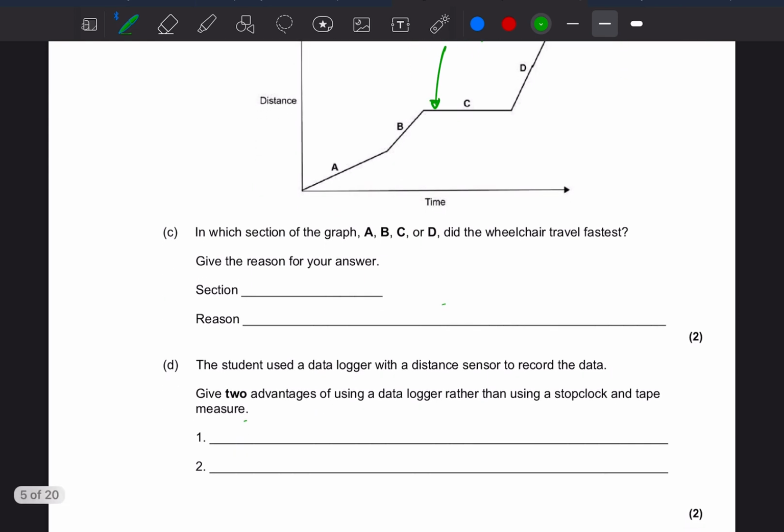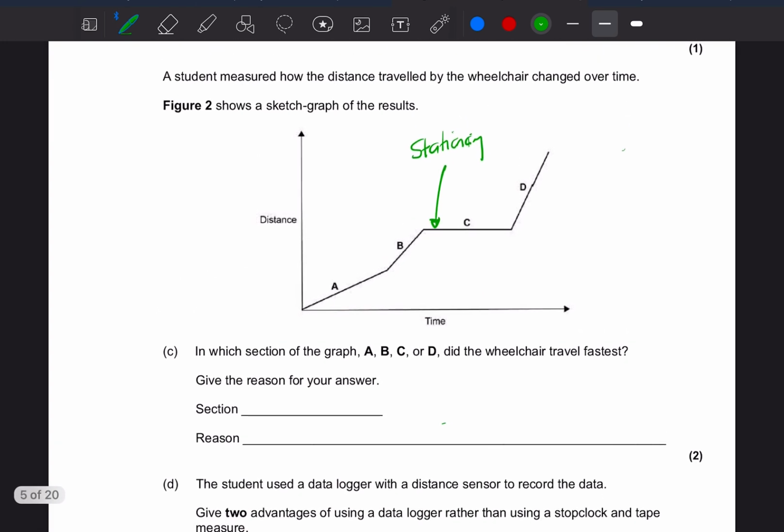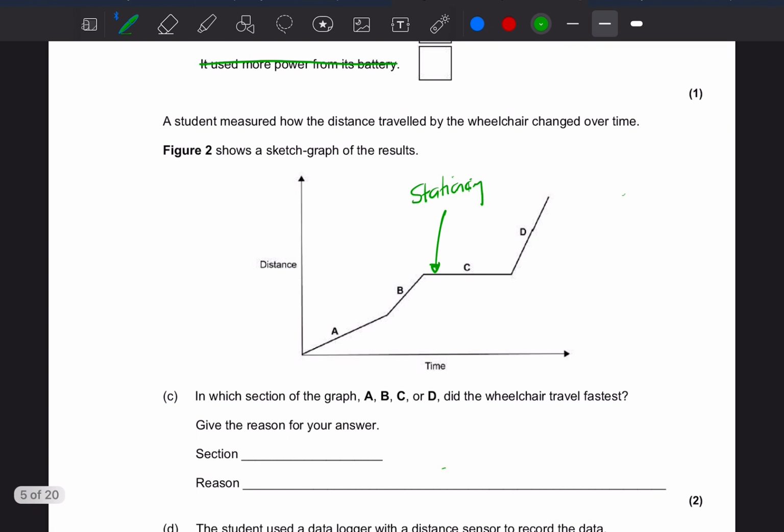So in which section of the graph A, B, C, or D did the wheelchair travel the fastest? Give a reason for your answer. Well, the steepest line is D. We can see that because if I just draw a line here, okay. Now what I'm going to do, you won't be able to do this with yours, but you can do the same thing with a ruler, just to check steepness.